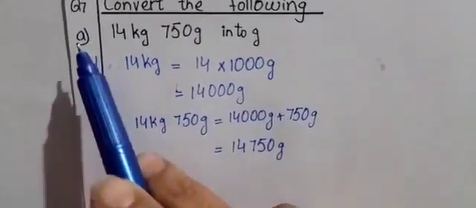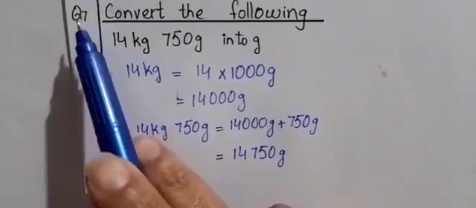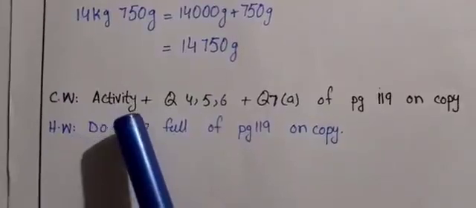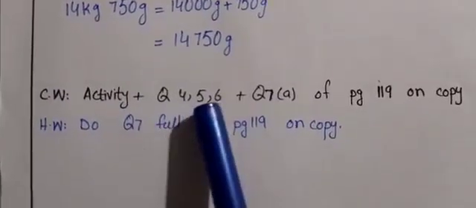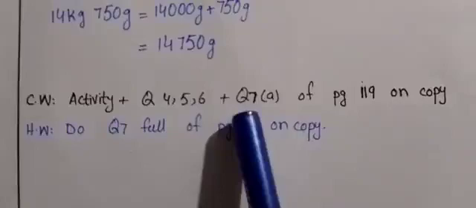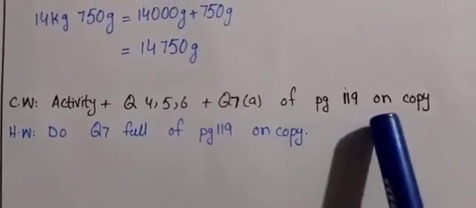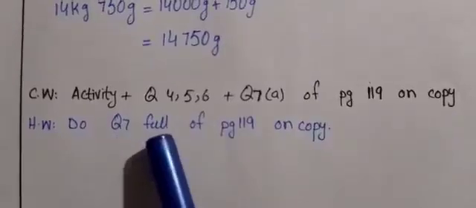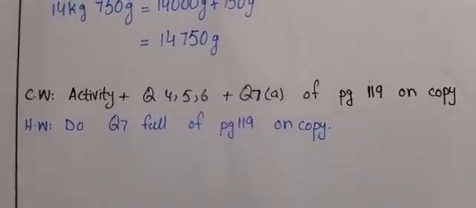Okay boys, this is a question I have done. The other parts, remaining parts of question number 7 is your homework. So boys, your classwork is you have to do activity question number 4, question number 5, question number 6 full, and question number 7 part A of page number 119 on copy. Your homework is you have to do question number 7 full of page number 119 on copy.